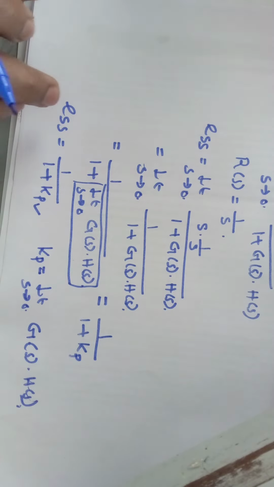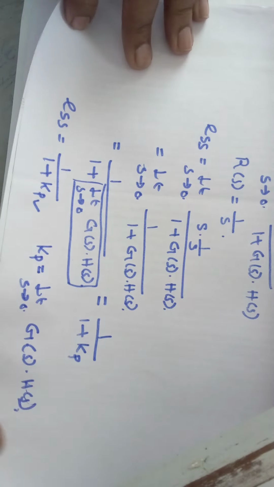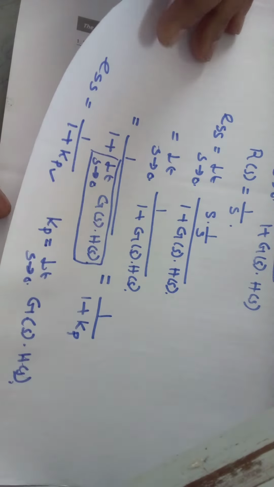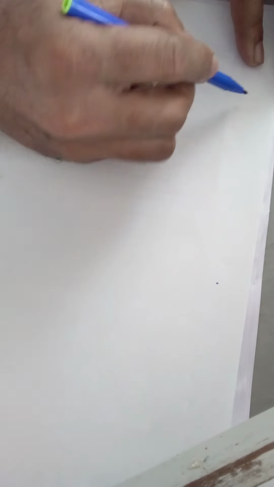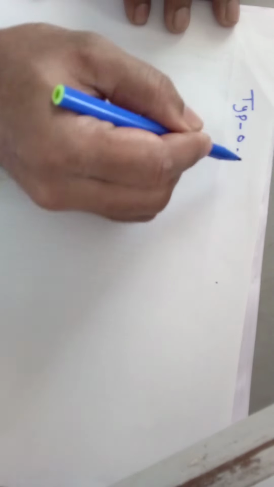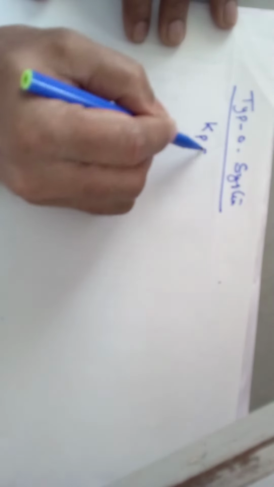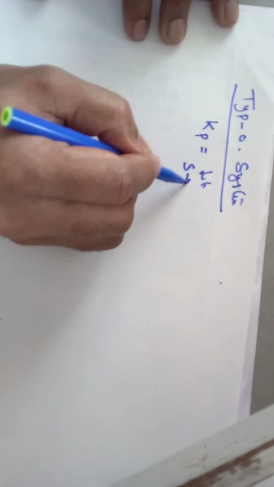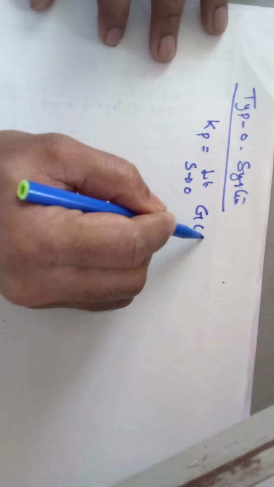Now we are going to calculate the steady state error for different types of systems. For a type 0 system, what will be the steady state error? Here Kp is equal to limit s tends to 0 of G(s) into H(s), the static error constant Kp.